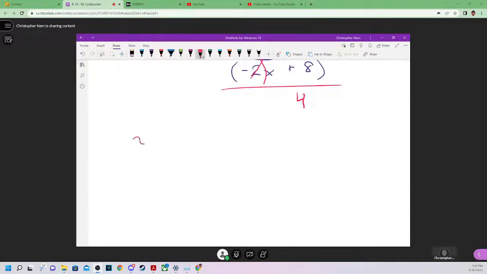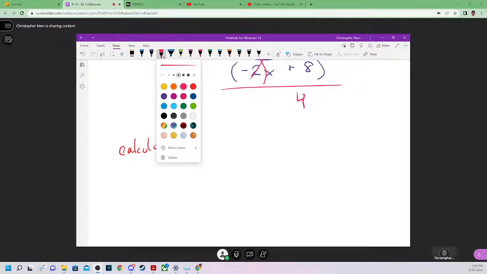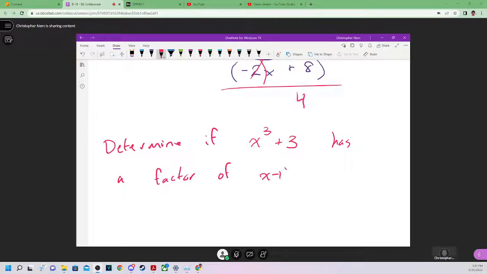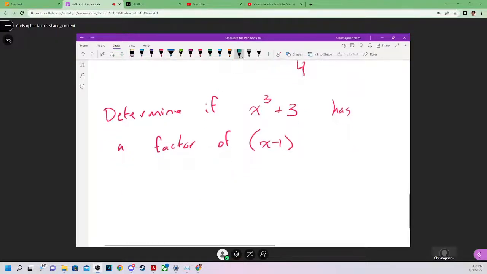Let's say I want to calculate, or not even calculate, determine if x cubed plus 3 has a factor of x minus 1. Determine if x minus 1 is a factor of x cubed plus 3. All right, so let's start that out.